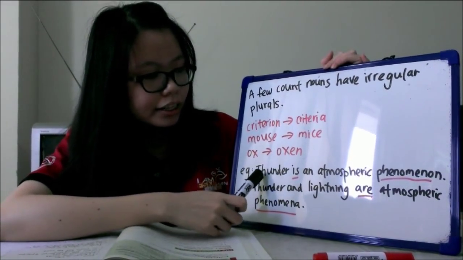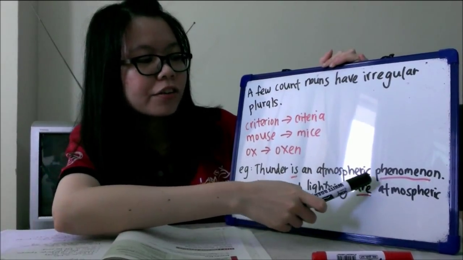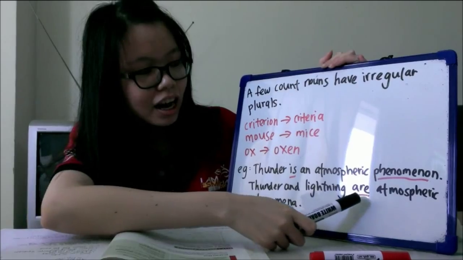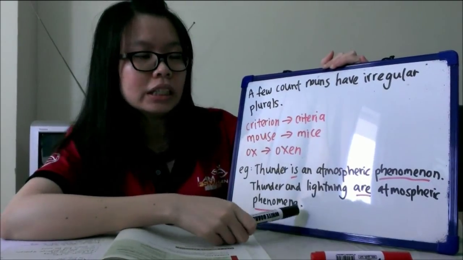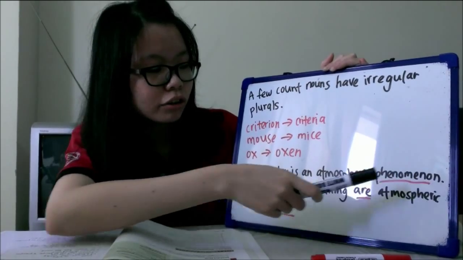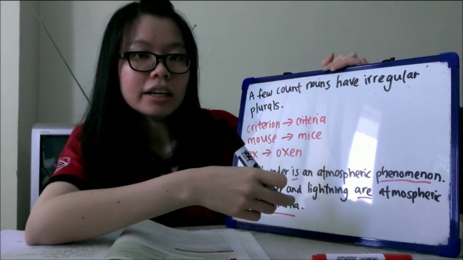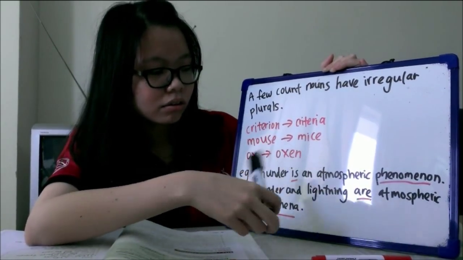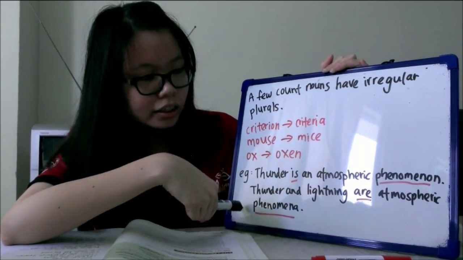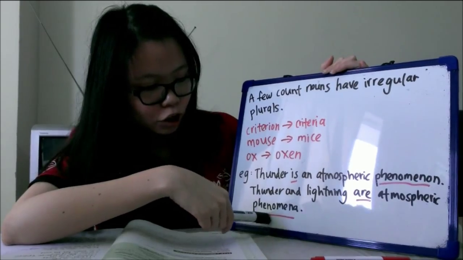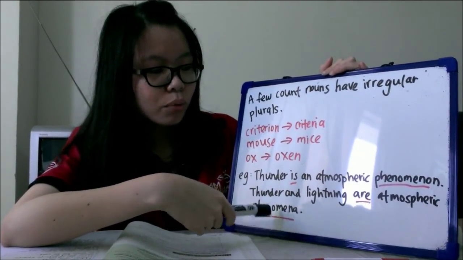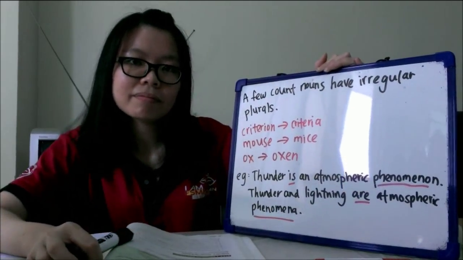For example, thunder is an atmospheric phenomenon. Thunder and lightning are atmospheric phenomena. In the first sentence, phenomenon shows that it is a singular noun, so we will use is. But in the second sentence, phenomena shows that it is in the plural form, so we use are.